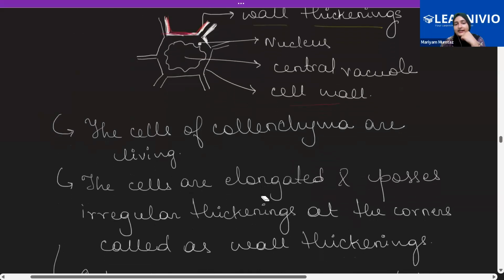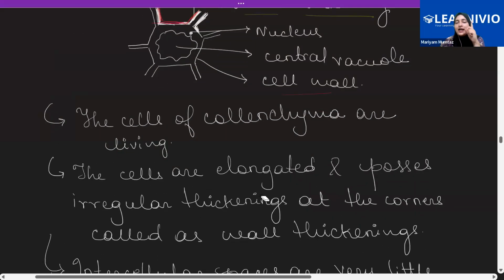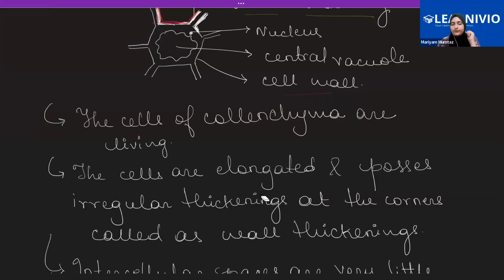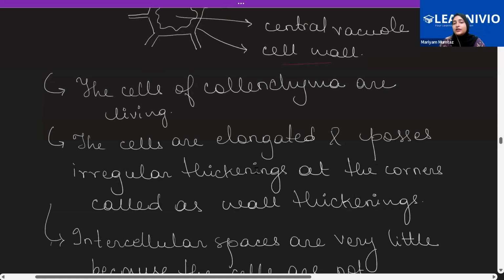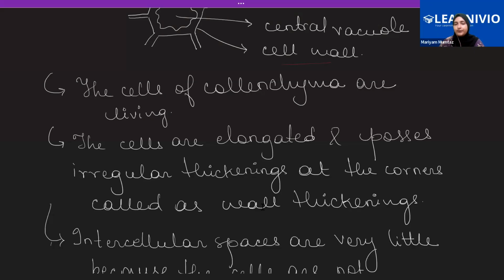Other than that, let us see. Both parenchyma and collenchyma are living tissues. The cells are elongated and they have irregular thickenings at the corners. So at the corners of the cell there will be irregular thickenings, and we call those thickenings wall thickenings. So wall thickenings will be present surrounding the cells of the collenchyma.